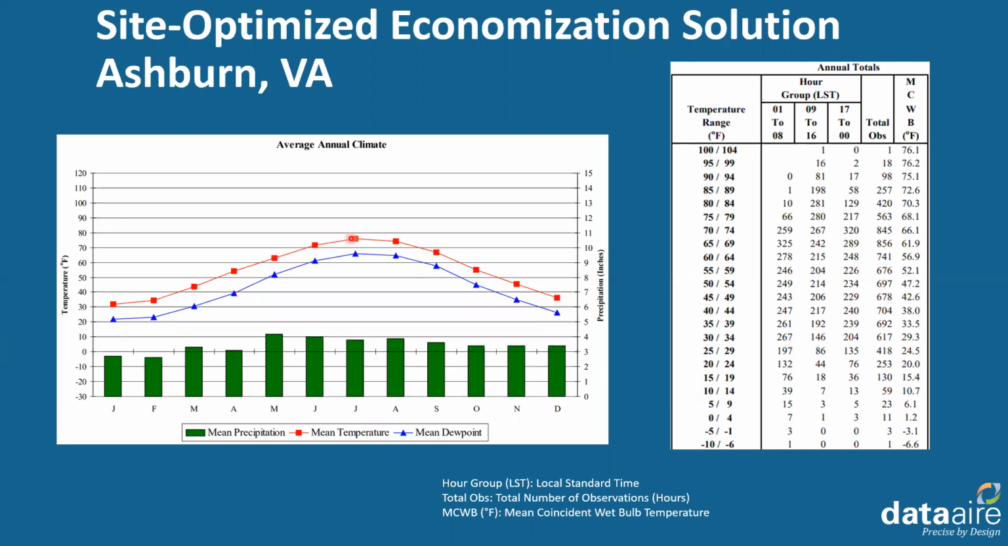dry bulb temperatures and dew points throughout the year, and obviously it's higher here in the summer and lower in the winter. But what we really need for the calculation is the number of hours that this site sees in each one of these temperature ranges. So these are the bins here that you see over on the right. Once we have this, the number of hours, as well as the average wet bulb temperature at each of these bins, we can come up with a calculation like this. Next slide here.